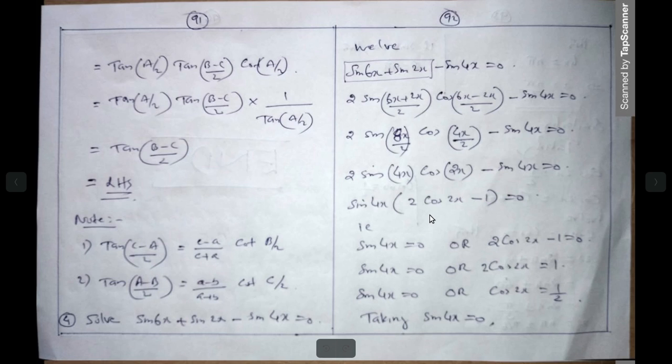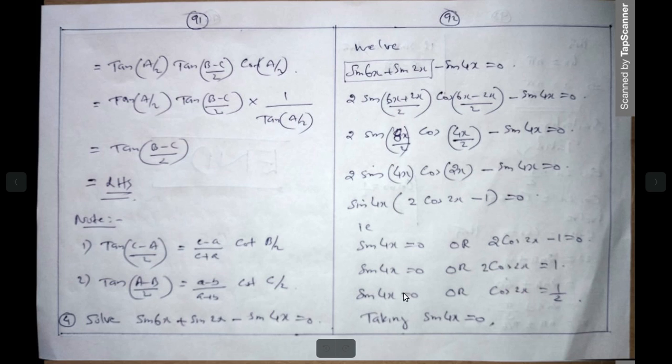Which means, if A into B equal to 0, then either A equal to 0 or B equal to 0 or both are equal to 0. So either the first one equal to 0 or the second one is equal to 0 or both are 0. So sin 4x is equal to 0, or 2 cos 2x - 1 is equal to 0. The minus 1 can be transposed to the right side, so it becomes plus 1. And from here this 2 can be transposed to the right side, then divided by 2. That is sin 4x equal to 0 or cos 2x is equal to 1/2.